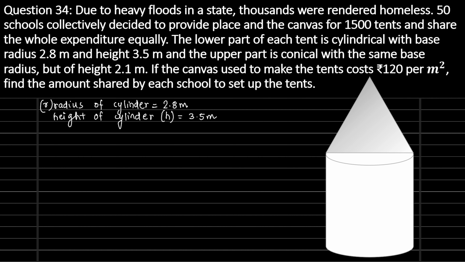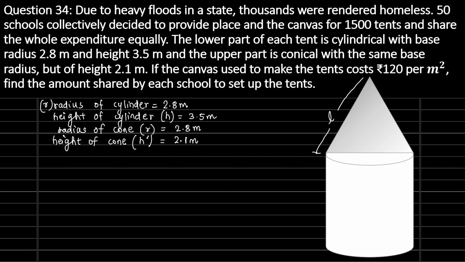Now look, the upper part is conical with the same base radius. So radius of the cone will also be the same. Let's consider radius of cone, which is R, is equal to 2.8 meter, but here the height is different. So height of the cone, let's consider it as H dash, is equal to 2.1 meter. So here we don't know what is the slant height of this cone, right? What is this slant height of the cone?